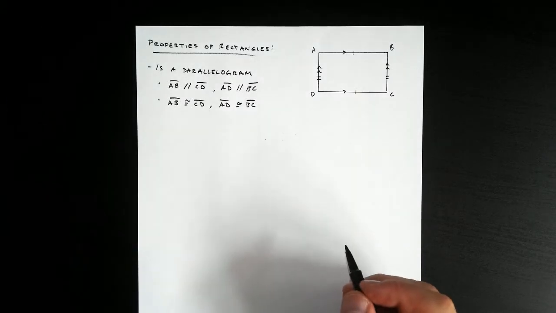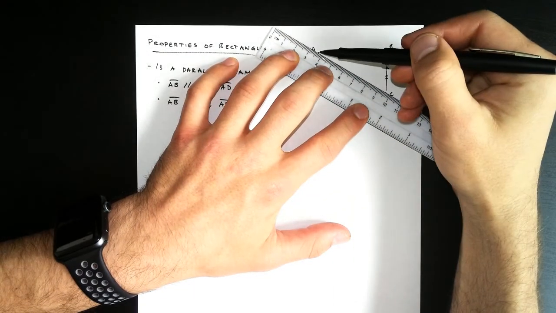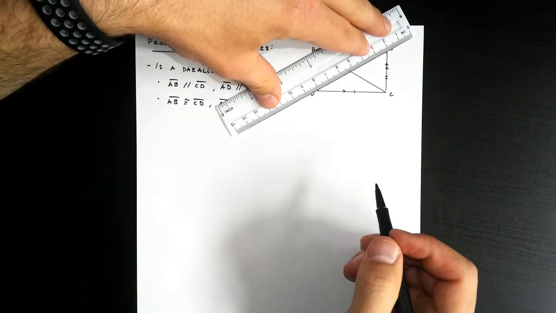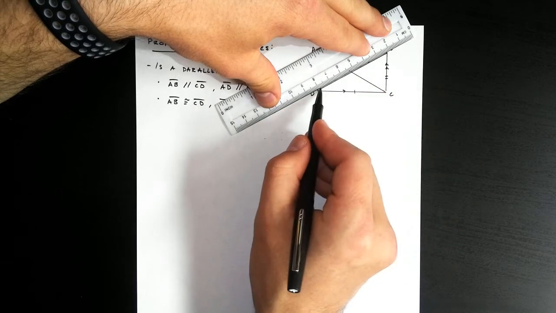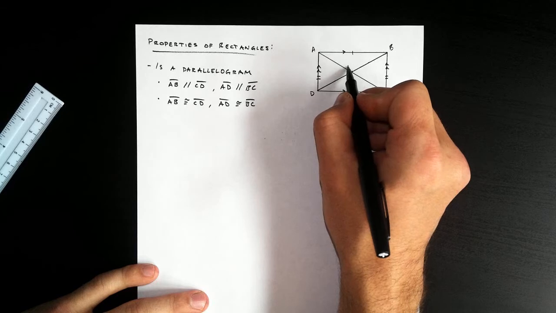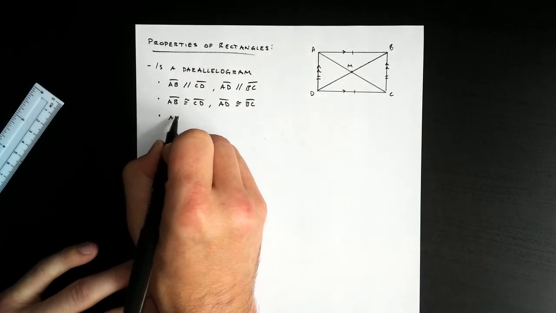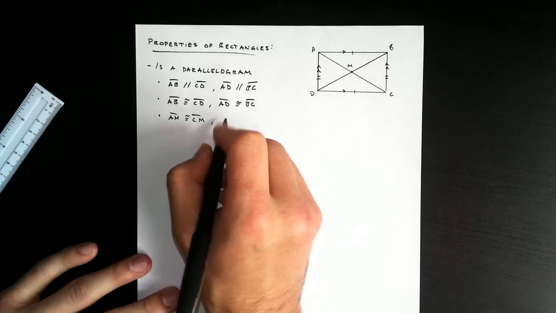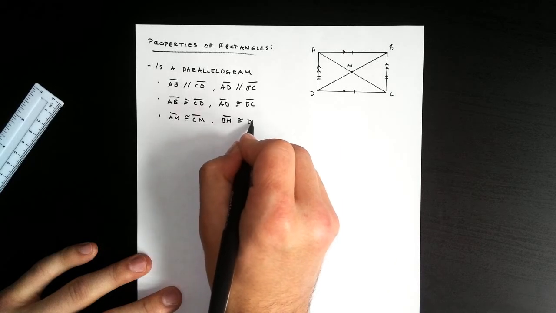We also know that the diagonals bisect each other. So if I draw these in, we got diagonal AC, and then the other diagonal BD. And then let's label this intersection as M. So the diagonals bisect each other, so AM is congruent to CM, and then BM is congruent to DM.